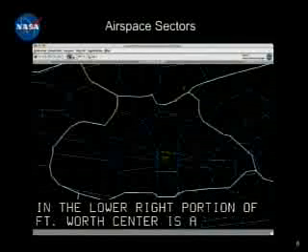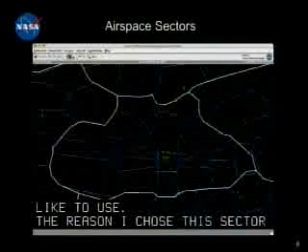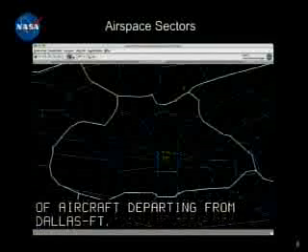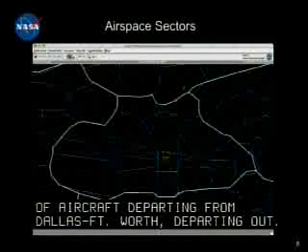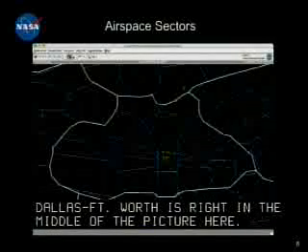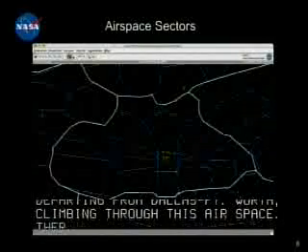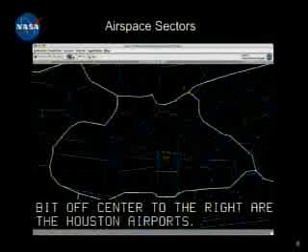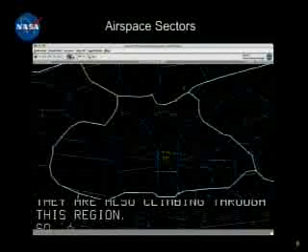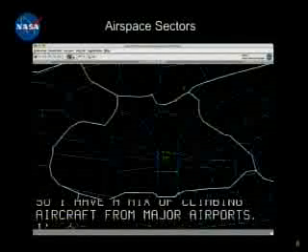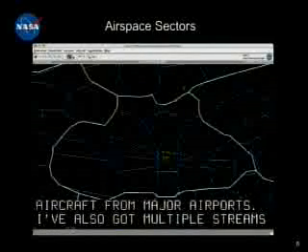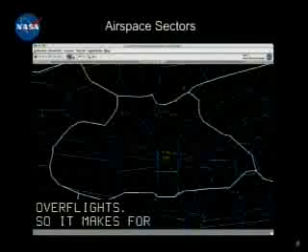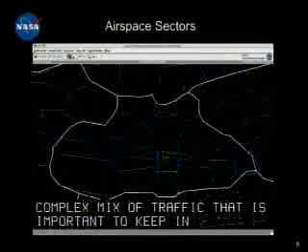The reason I chose this sector is because there's a complex mix of aircraft departing from Dallas-Fort Worth. Dallas-Fort Worth is right in the middle of the picture here. Departing from Dallas-Fort Worth, climbing through this airspace. There's another stream of traffic, which is kind of the very bottom of the picture, just a bit off center to the right, are the Houston airports. They're also climbing through this region. So I've got a mix of climbing aircraft from major airports. I've also got multiple streams of arriving aircraft coming through this sector and all the overflights. So it makes for a sort of a rich, complex mix of traffic that is important to keep in mind in the separation assurance work. So why don't we go to the next slide?